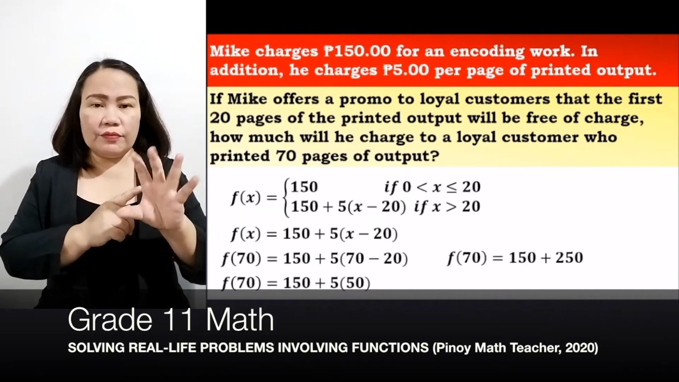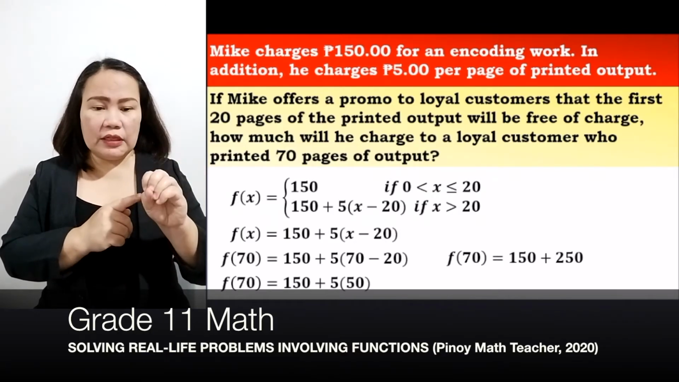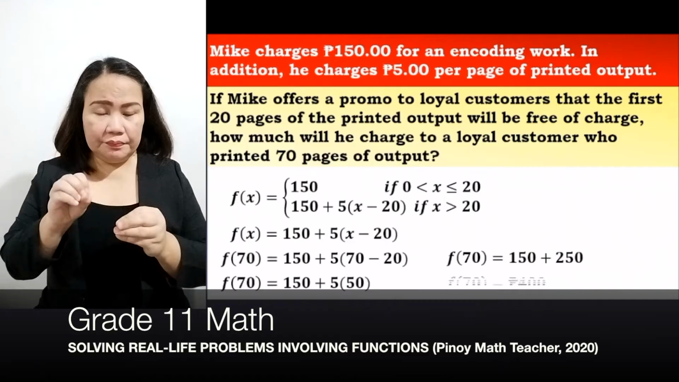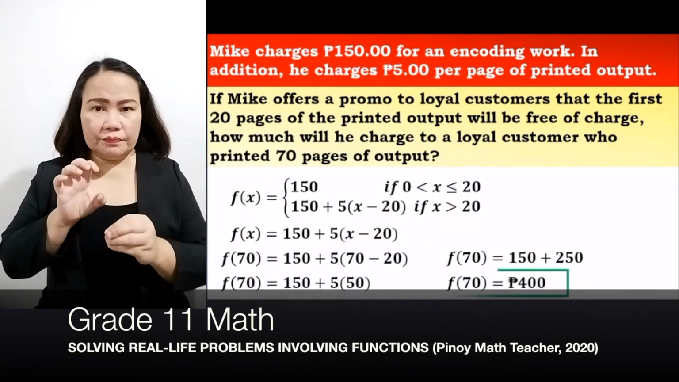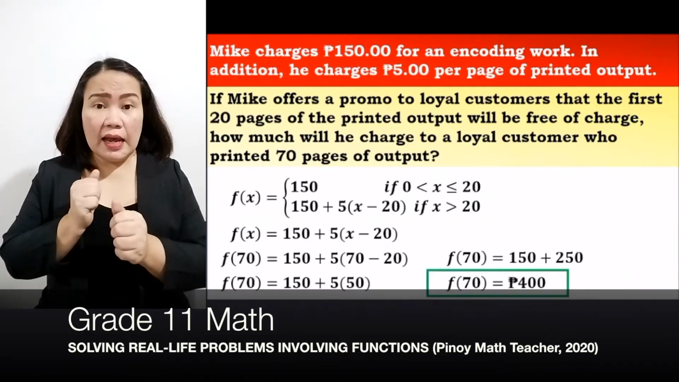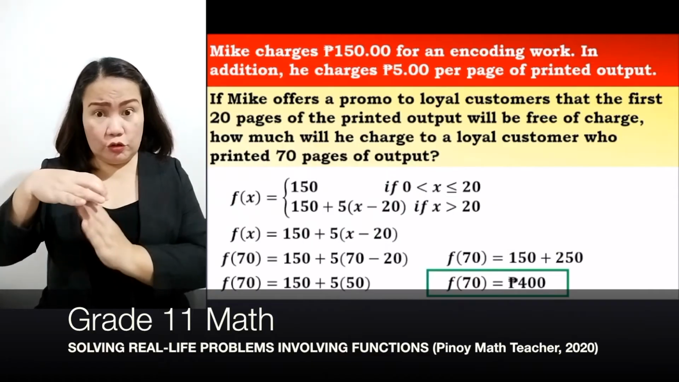Next, i-multiply natin yung 5 sa 50. Okay, so 250. And last, kuhanin natin yung sum. So, 150 plus 250, that is 400 pesos. Ibig sabihin, ang sisingilin lang ni Mike sa kanyang loyal customer ay 400 pesos.